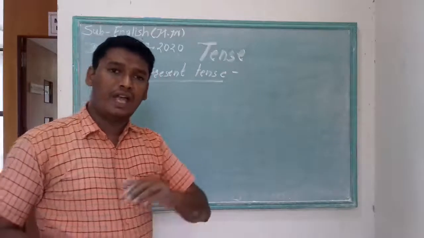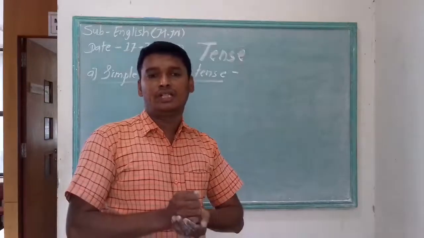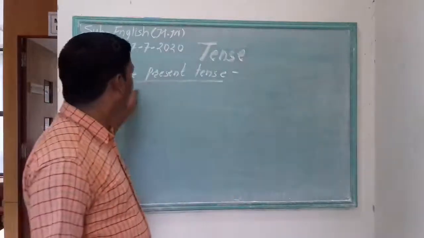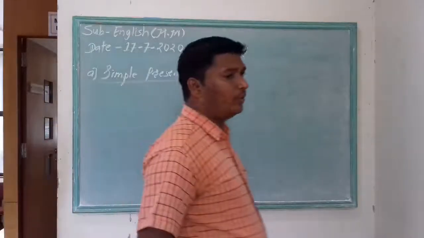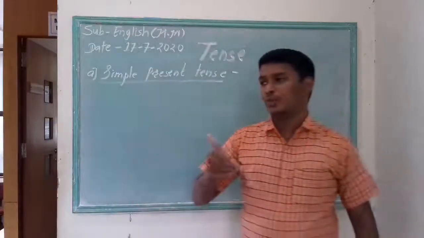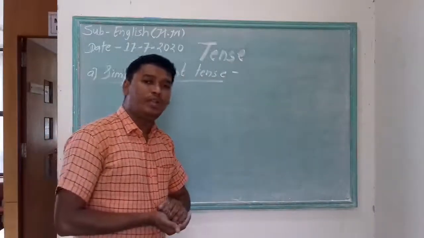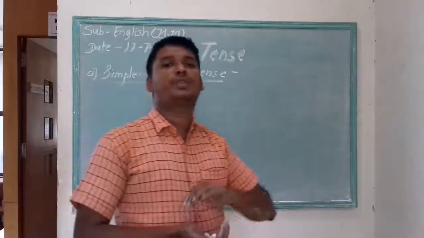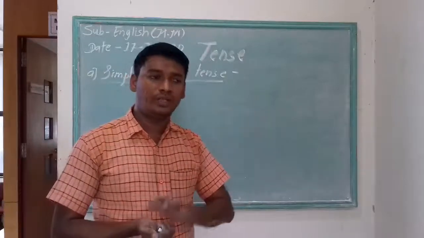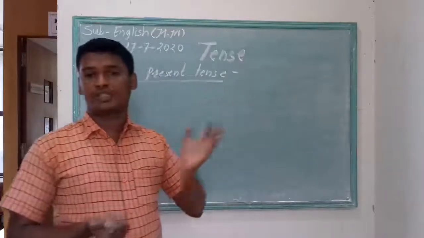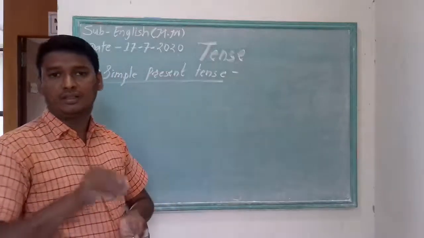Such acceptable, such general truth is expressed by simple present tense. Look, I again ask, for which purpose do we use this tense? We use simple present to express routine habitual action, universal truth, and general truth. Okay, then what is the structure of this tense?